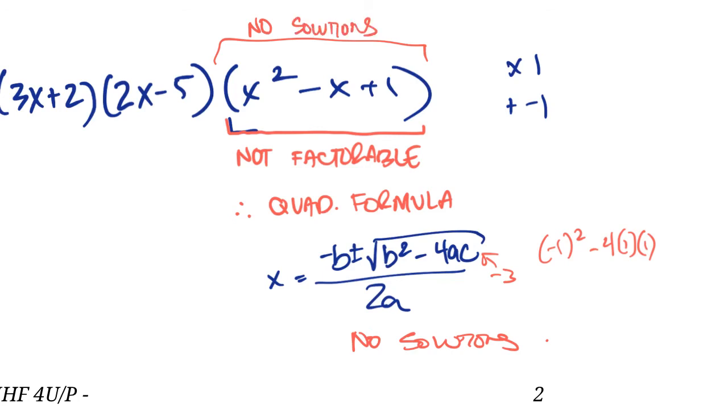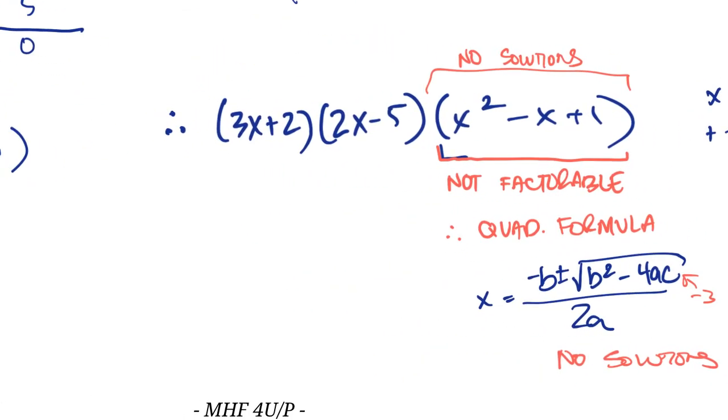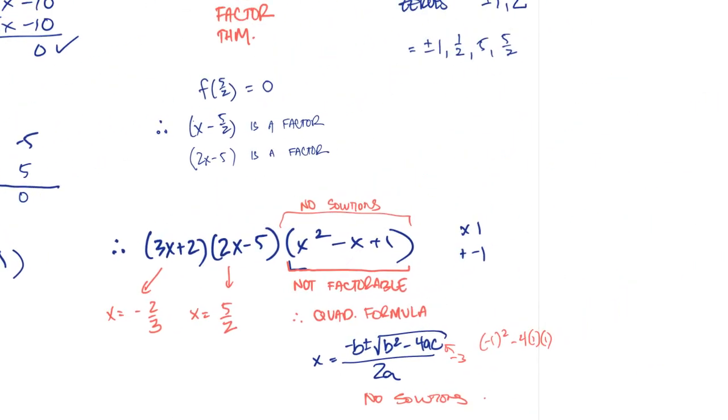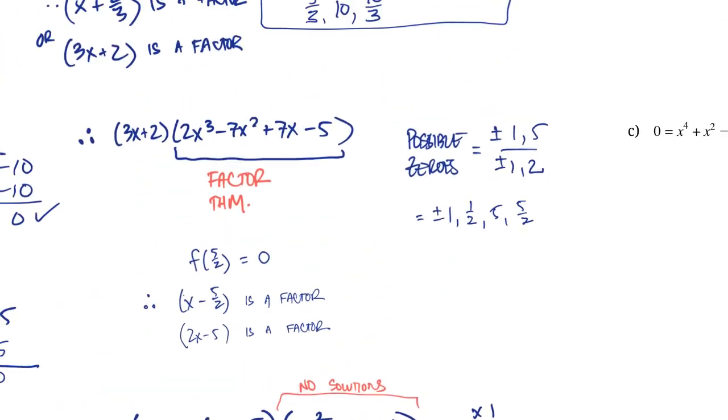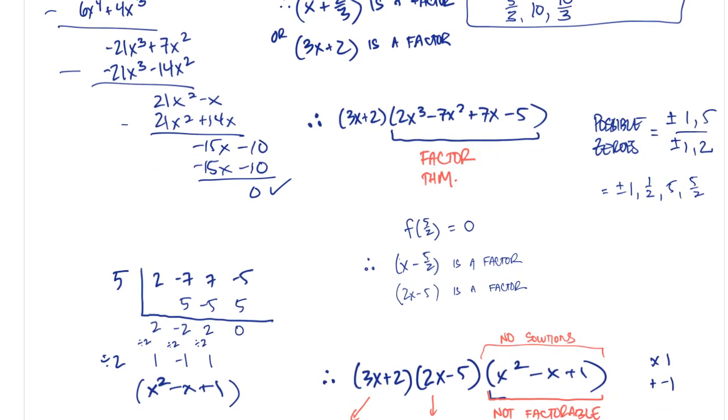So the only solutions to this quartic function are going to come from here and here, right? So it's going to be x equals negative 2/3 and x equals 5 over 2. Because there's not going to be any solutions coming from here because of the quadratic formula. All right, so there we go. That's the solution to this equation, right? It's a lot of work to find one solution. Again, it's a little bit easier if you use synthetic.